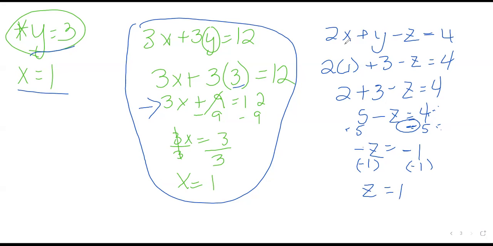So my final answer, how I would write it, is x is first, 1, y is second, so 3, and z is third. So x, comma y, comma z. So that is 1, comma 3, comma 1. That's the correct answer. Does it make a little bit more sense?